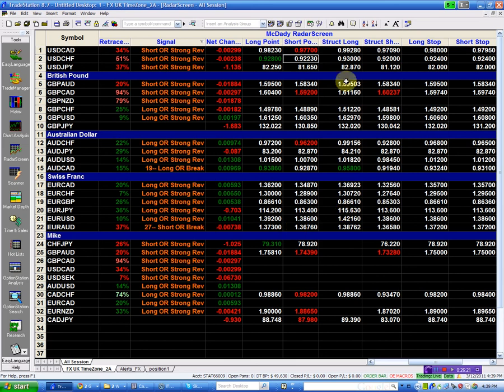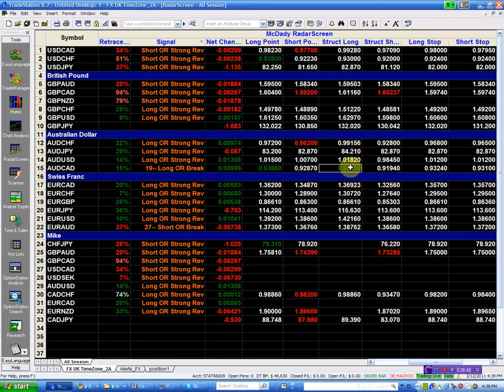The structural point, the structural long, is a reversal point. It is a magnificent point. It is a very strong point. It is a real decision-making point that you really want to buy.